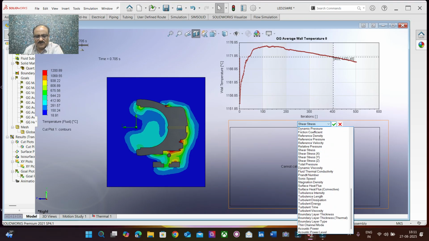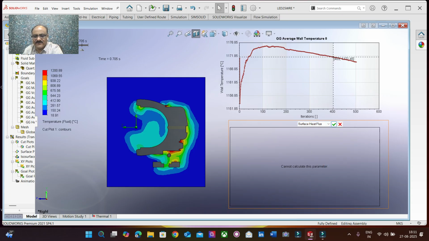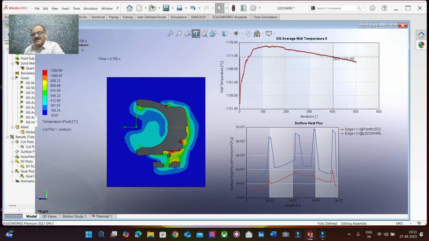Okay, because there is no mechanical forces. So now let's try to find out what is going to be the surface heat flux. Yes, this is again a thermodynamic factor. This is again going to be the inverse of the temperature.